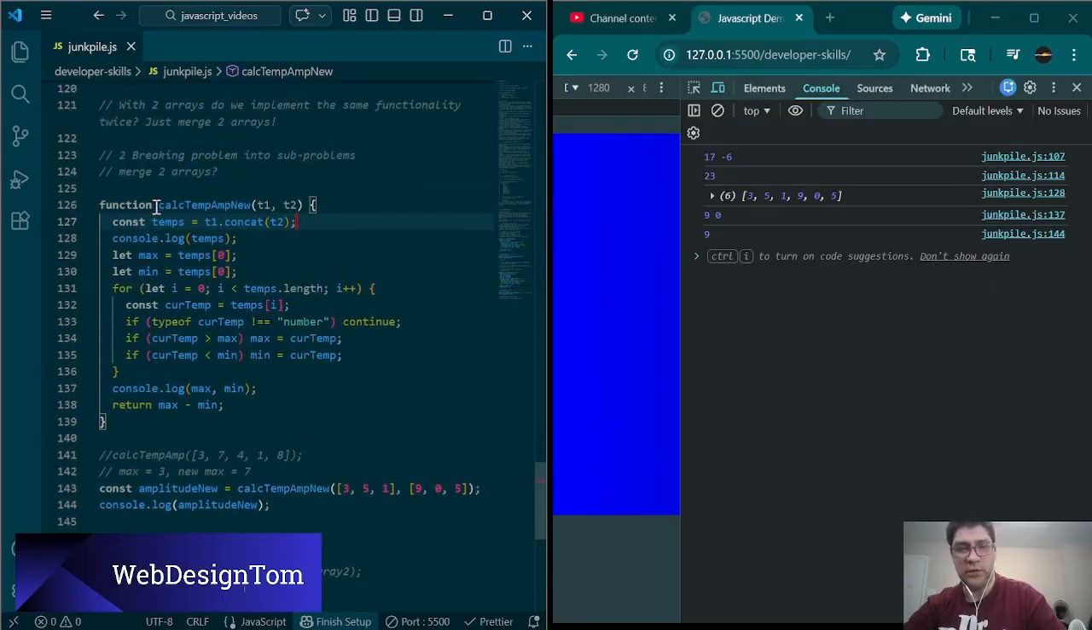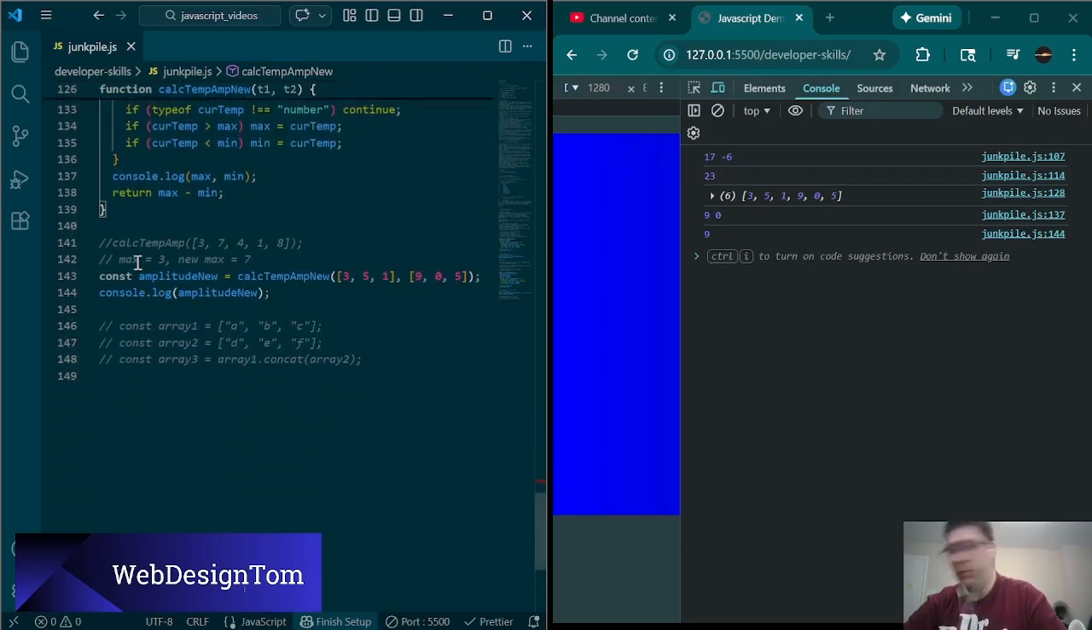As you can see, we changed the function name, and instead of temps we have T1 and T2. We changed that a little bit, but nothing really changed. All that information is still the same. We just changed the two variables. And then down here, we made up two arrays. So we had to change the amplitude to amplitude new, and calc temp amplitude to calc temp amplitude new.